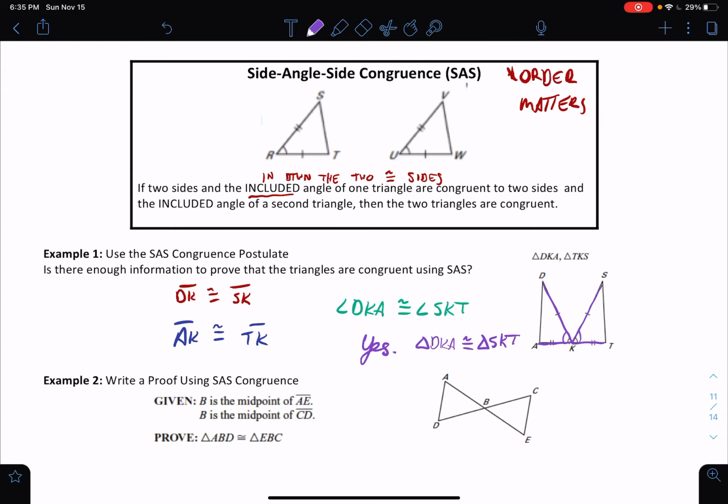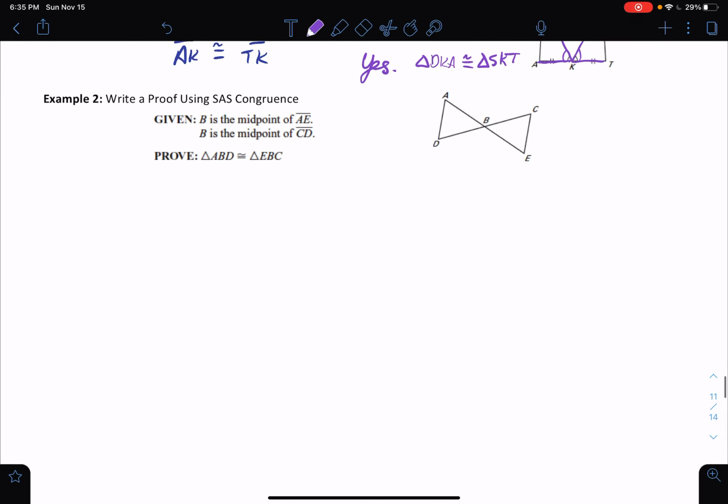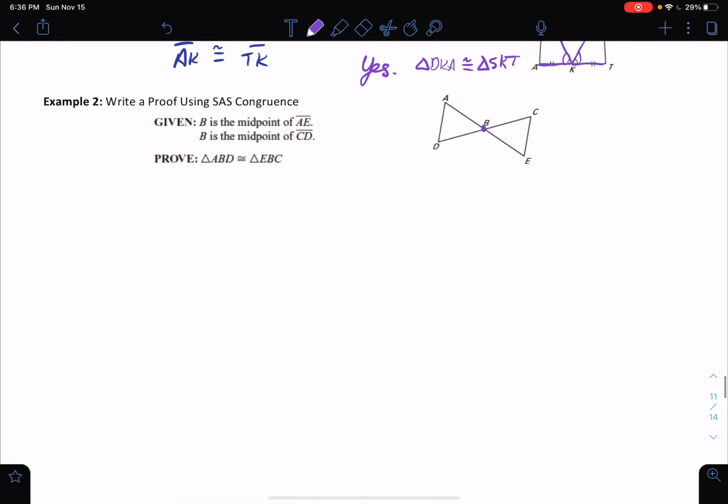Let's do a formal proof where we're given some information and we've got our diagram. So I'm giving you these facts, that B is the midpoint of segment AE and that B is the midpoint of segment CD. All right, so since B is the midpoint of AE, what does that tell me? That tells me that it's cutting AE into two equal parts. So I can say that segment AB is congruent to segment EB. Why? Well, that's the definition of a midpoint.